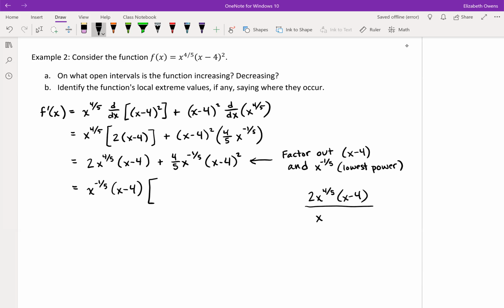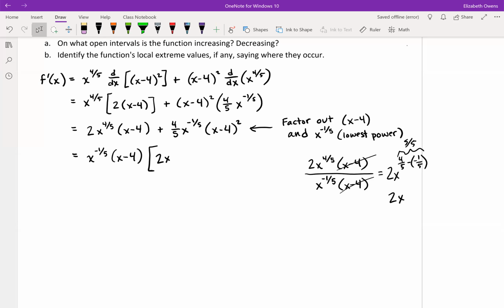So if we divide by x to the negative 1/5 times x minus 4, the things we just factored out, that will show us that the x minus 4's cancel. And then 2x to the 4/5 over x to the negative 1/5. Well, when you divide exponential terms with a common base, you would subtract these exponents, right? Rules of exponents, good stuff. And so that would be 2x to the 4/5 minus negative 1/5. And so that would give you 5/5 there, which is just 1. So we end up just getting 2x for our remaining term there. Okay, so yeah, this is a little in-depth on the factoring, but sometimes I really think it's worth it.